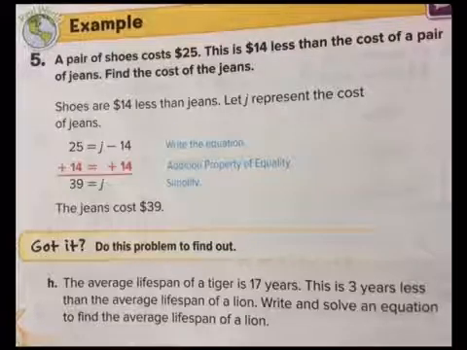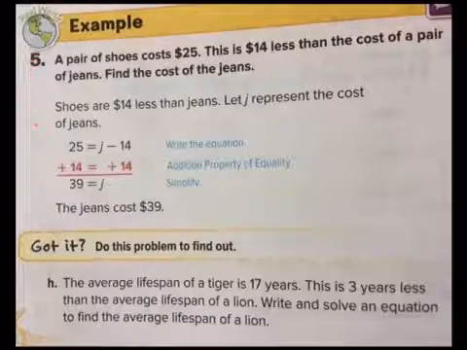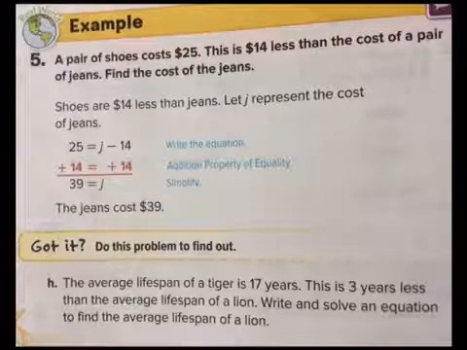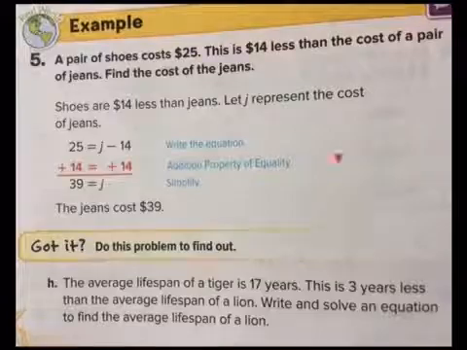For the sake of time, please take a look at example 5 on your own. Please pause the video, read through it, follow the steps, and make sure that it makes sense. If it doesn't, ask me in class, please. Make note of it. Put a star or something on it if you don't understand it.